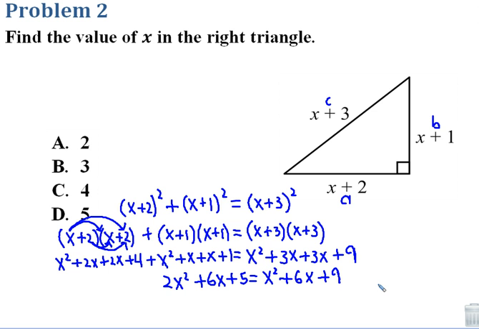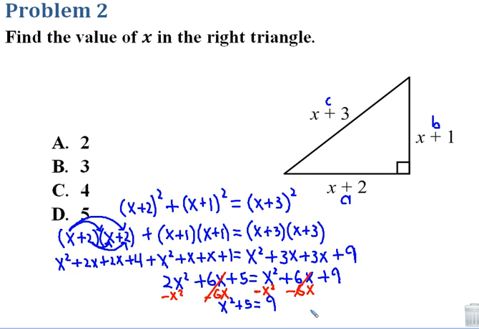Okay, it looks like we're left with a quadratic equation here. So a good first step would be to get everything on the left side of the equation. Get everything set equal to 0, we should say. For that, I'm going to subtract x squared from both sides. And I'm also going to subtract 6x from both sides of the equation. Okay, the 6x's will cancel. We're left with then x squared plus 5 is equal to 9.